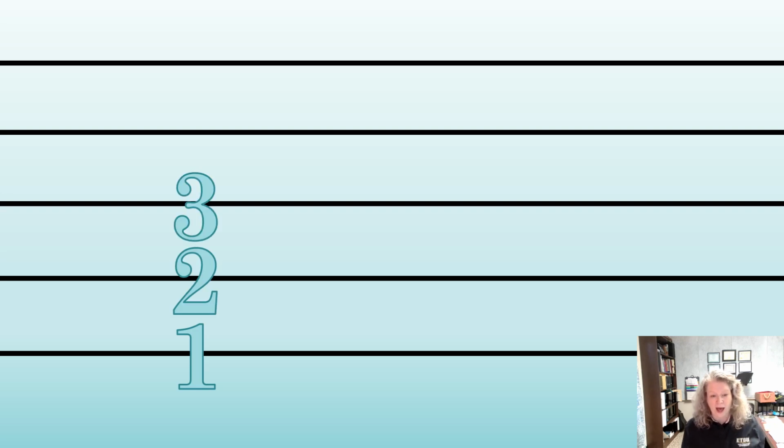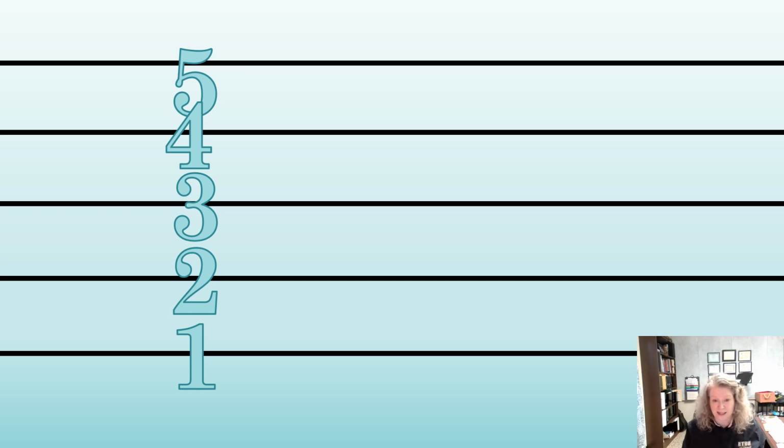Count the lines going up. So we start at the bottom. Let's count them. 1, 2, 3, 4, 5. And let's count going down. 5, 4, 3, 2, 1.